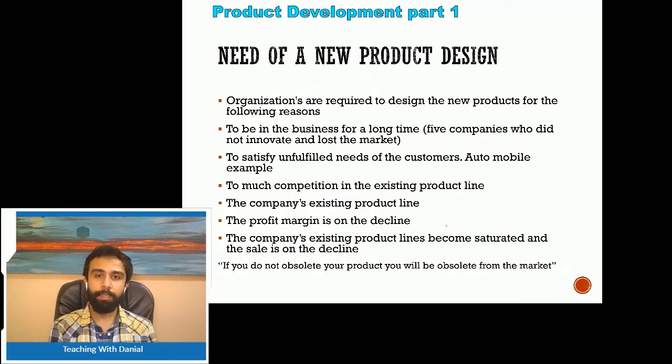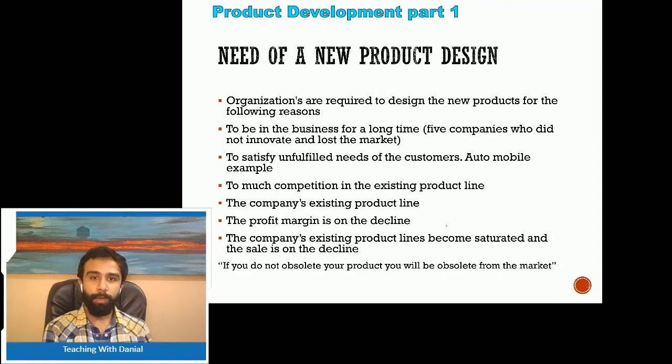Then the next point is the company's existing product line. Sometimes your existing product line is so boring that people are actually fed up of your name. Lay's is fine, I buy Lay's, very good. Potato chips, very good. But actually, I'm bored of it. I need to give excitement to my brand and product line. That's why I need to develop a new product.